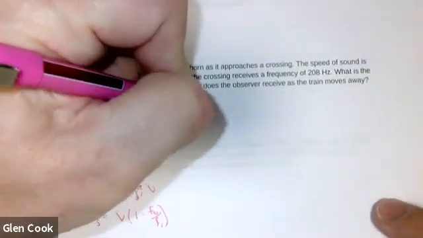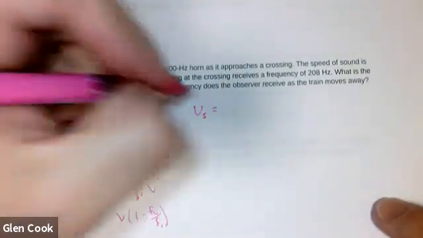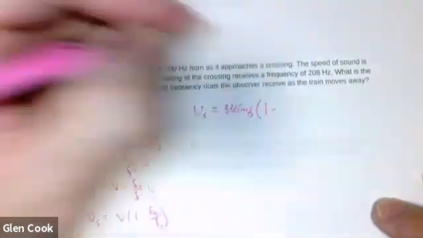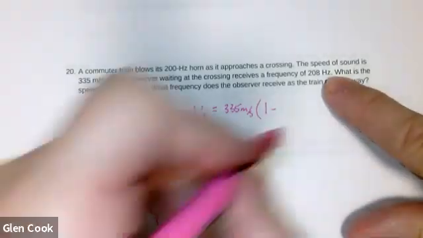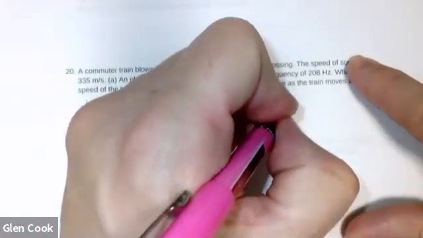And so the speed of the source of sound is equal to the speed in air, 335 meters per second, times the quantity 1 minus the frequency original, 200.